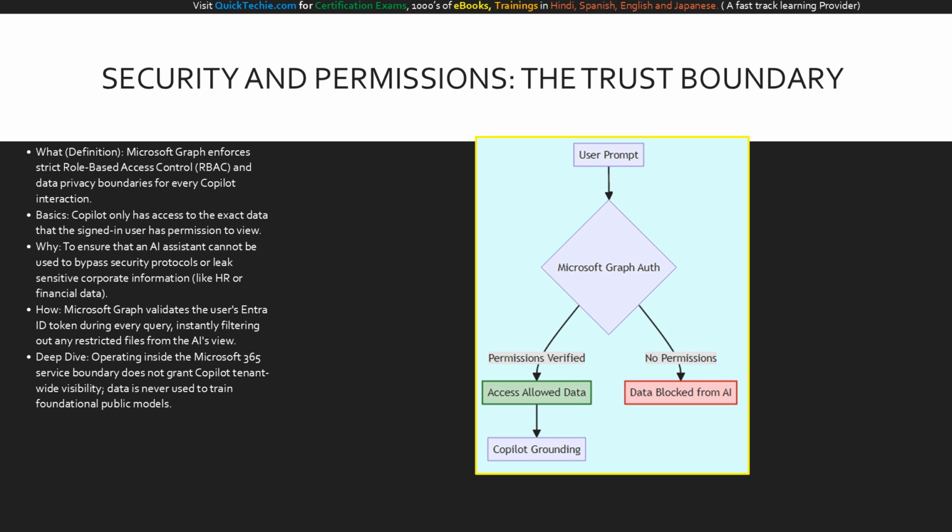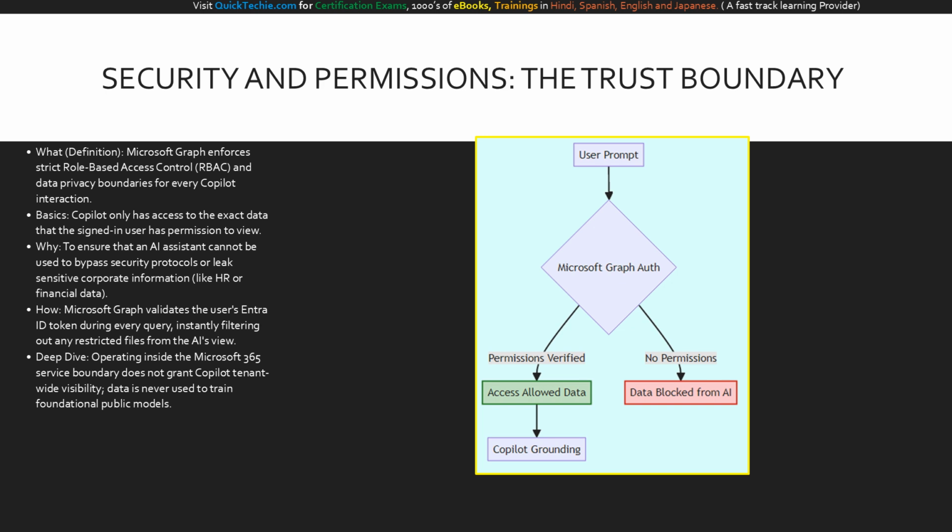The basics are non-negotiable. Copilot only has access to the exact data that the signed-in user already has permission to view. Why is this critical? Because it ensures that an AI assistant cannot be used as a backdoor to bypass security protocols or accidentally leak highly sensitive information, such as payroll data or unannounced merger documents.